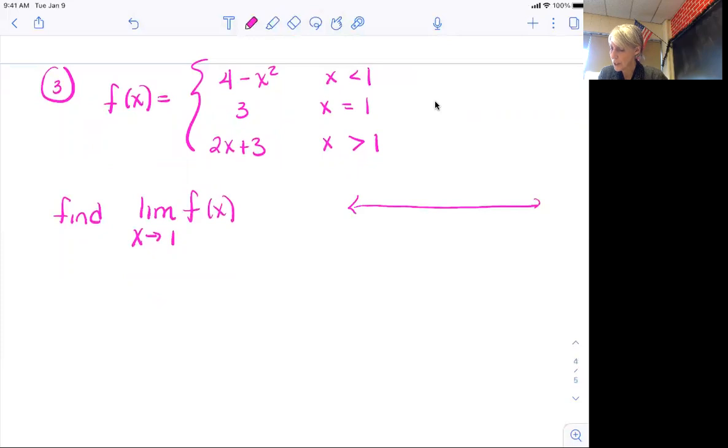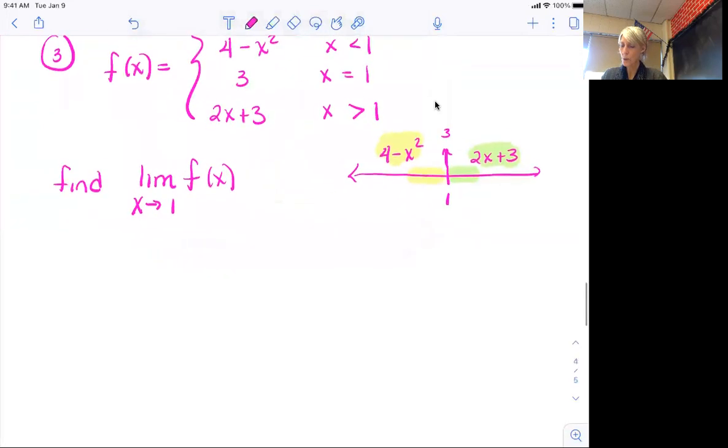If you think about a number line, when I plug in 1, I get 3. I really don't care about that number at this point, because what do I care about? What happens from either direction? This is the important thing for me. So it's not in the problem, but in order to evaluate this, I need to evaluate the left limit and the right limit and see what I get.